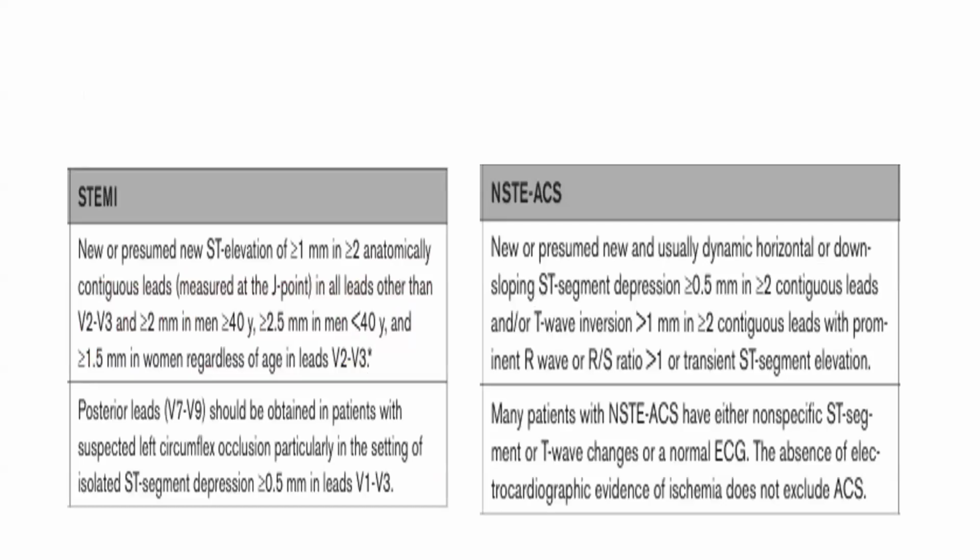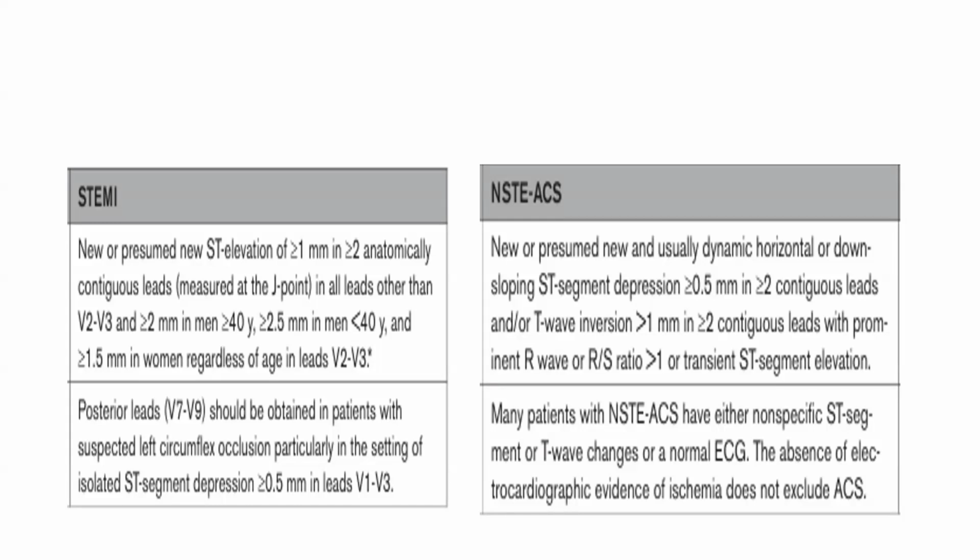Now we will see what the ECG features of STEMI and NSTEMI are. STEMI on ECG is manifested as new or presumed new ST segment elevation of more than or equal to 1 mm in 2 or more anatomically contiguous leads, in all leads other than V2 and V3. For V2 and V3, the criteria are slightly different. It's more than or equal to 2 mm in men older than 40 years. If age is less than 40 years, the ST elevation criterion is more than or equal to 2.5 mm. And in females, regardless of age, it's more than or equal to 1.5 mm.